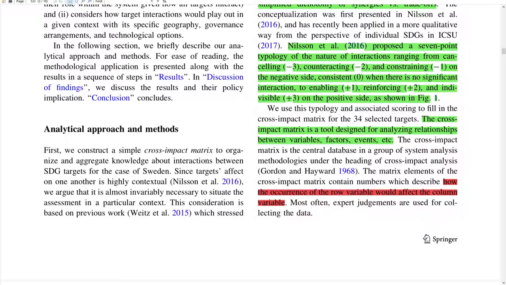Nilsson and others in 2016 proposed a 7-point typology of the nature of interactions, ranging from canceling, if targets are canceling one another, or counteracting one another. It's minus two. It's better than canceling, but it's worse than constraining, making it difficult for one another. Consistent, when there's no significant interaction. Enabling, when one target is enabling the other. Reinforcing, when a target is reinforcing the other. And indivisible, plus three, if good progress on one target is actually giving us high progress on the other.